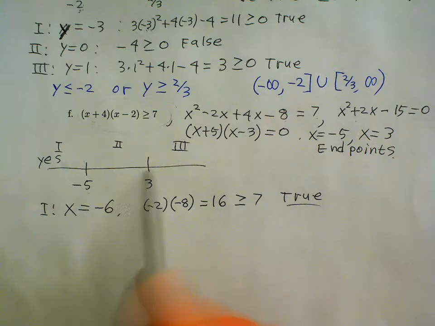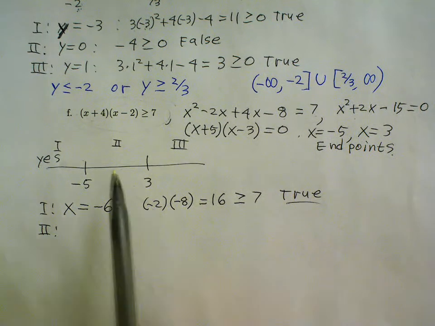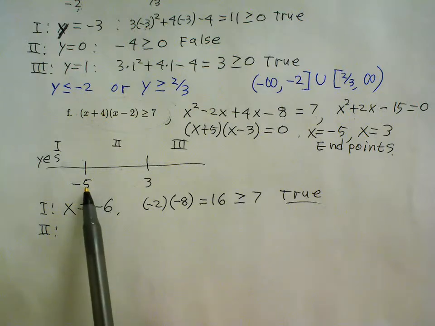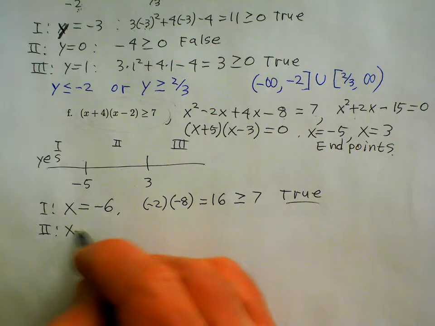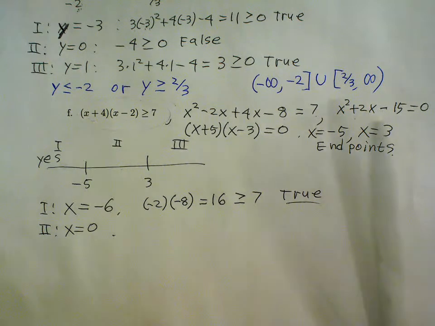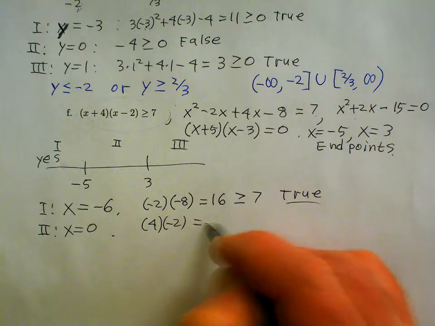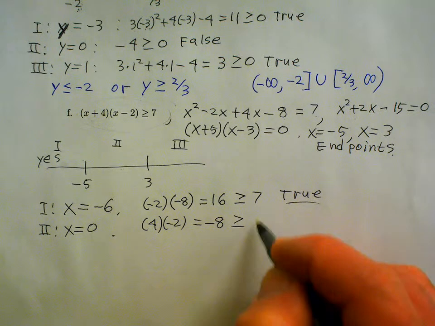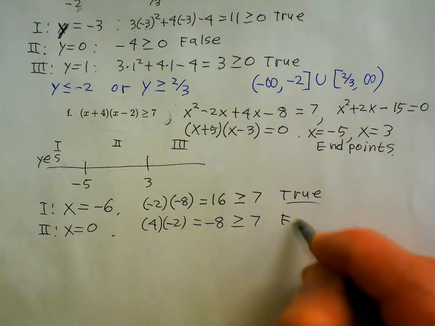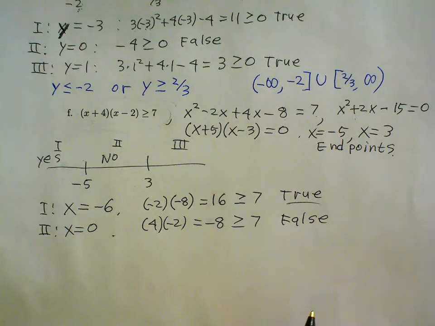In the second interval, we can pick any number we want that's between -5 and 3, so I'll pick x to be 0. And then replace every x with 0. This time we get 4 times -2, which is -8. -8 greater than or equal to 7 is false. So none of the numbers in the middle interval are solutions.